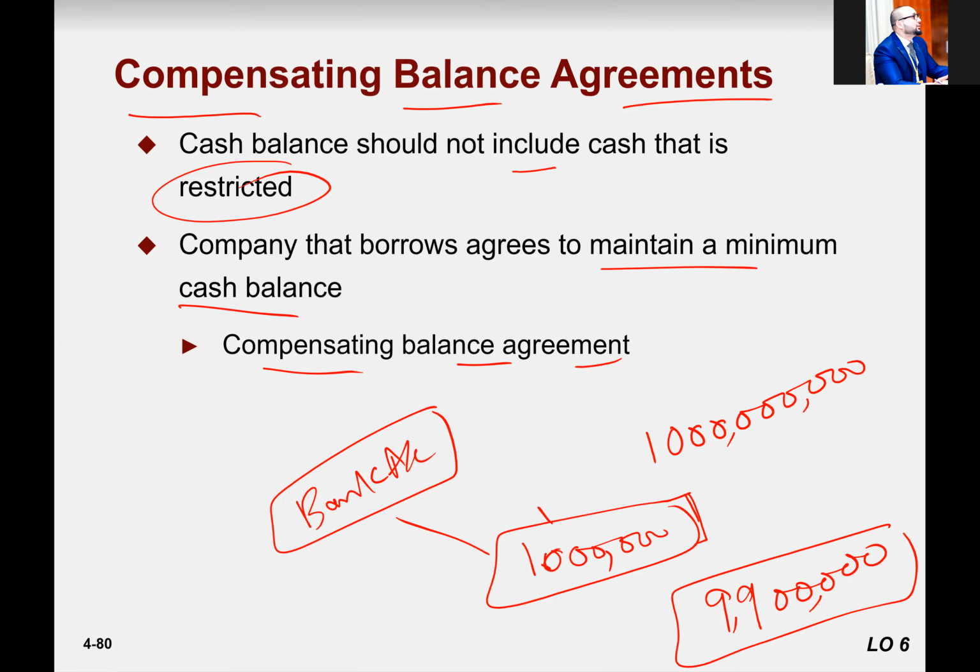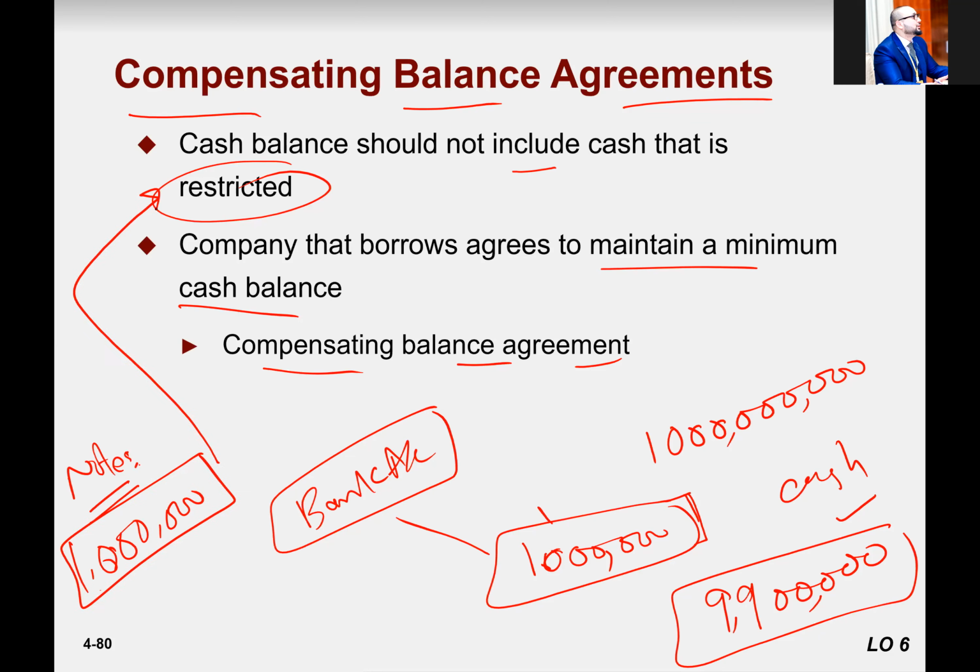We treat our cash as 900,000, and we write it down in notes that the compensating balance is $1 million, which means our restricted cash. So that is not included in our cash.